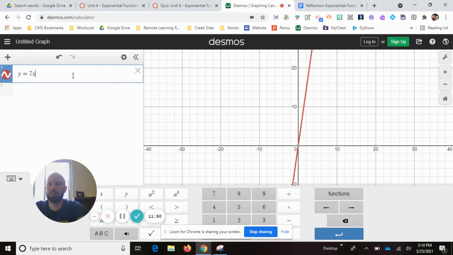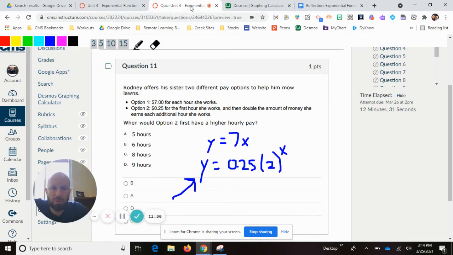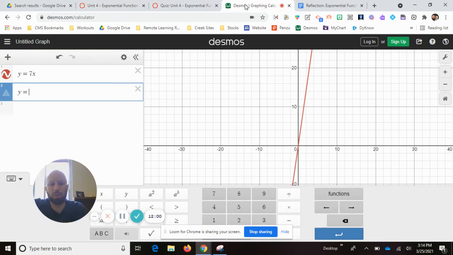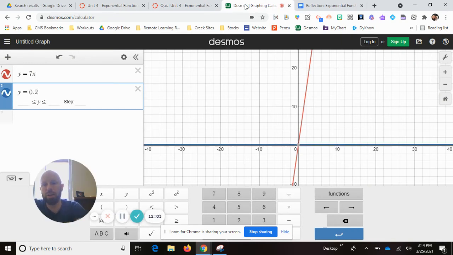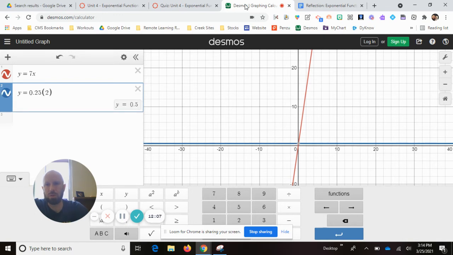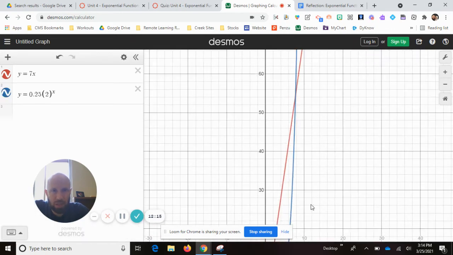Y equals 7x. There's the linear line for that one. Our second one that we came up with, y equals 0.25 times 2 to the x, it doubles to the x. And there's that one. Need to see where they cross or intersect.